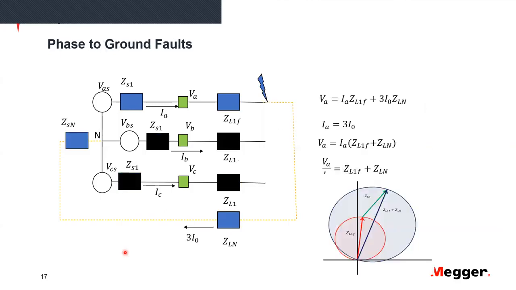And for the case of the phase-to-ground fault, now this one is a little bit different because now we have only one phase.